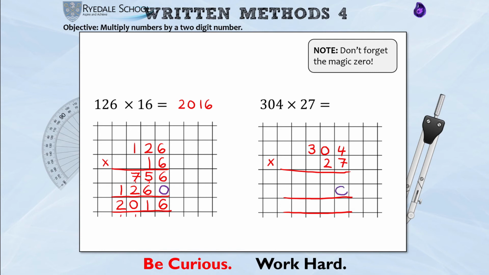I'm going to put my magic 0 in first so I don't forget. So remember, this row is 304 times 7. So 4 times 7, 28. Remember, 0 times 7 is 0, but we need to add the 2. 2. And 3 times 7, everyone's favourite, 21.